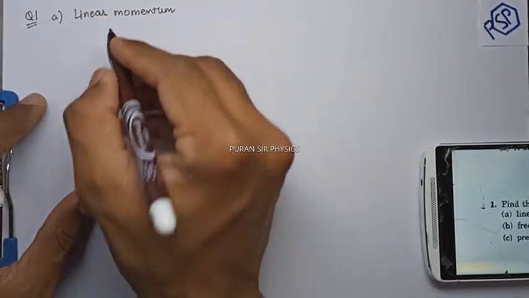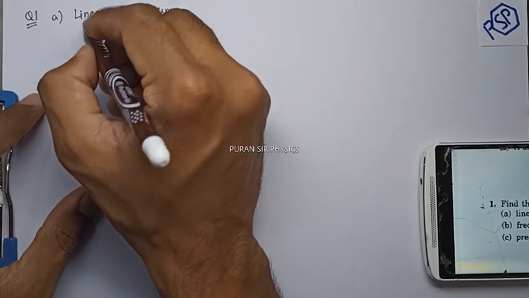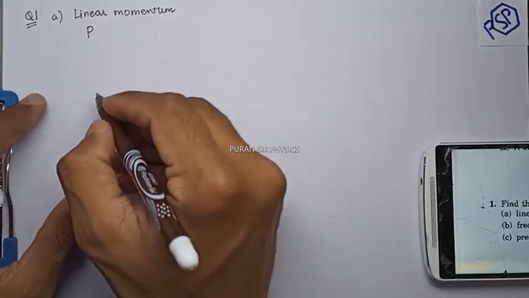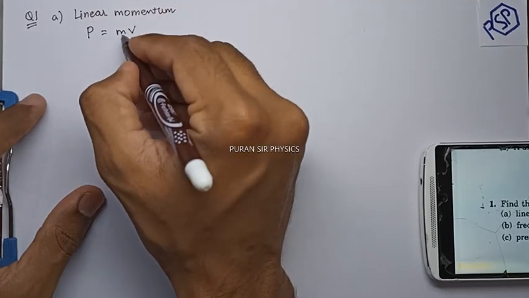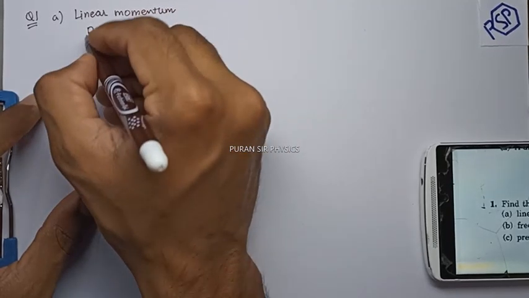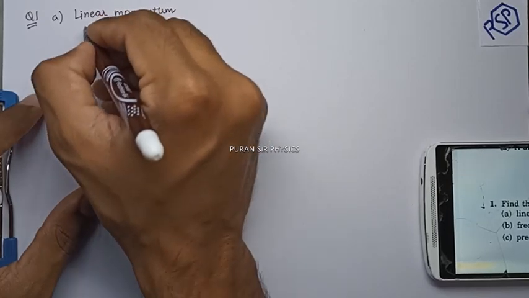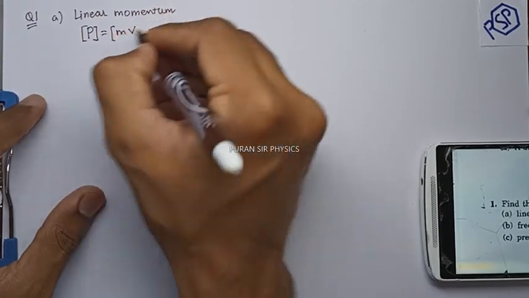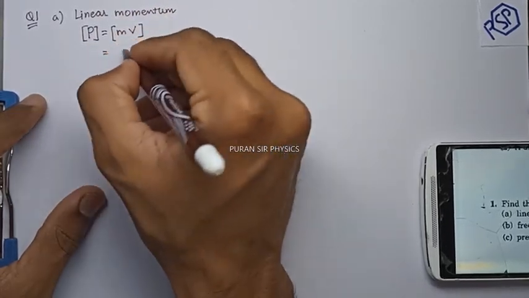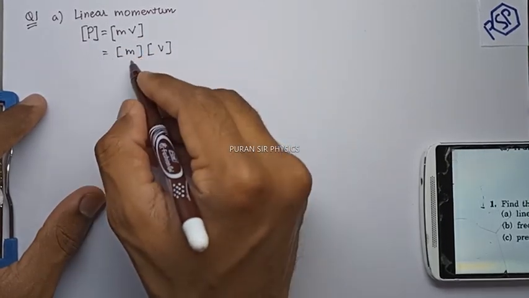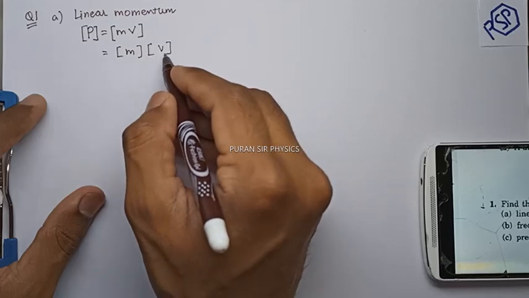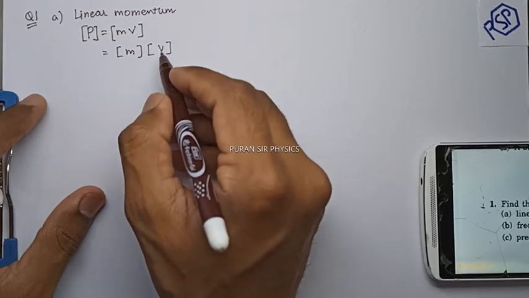First of all, let us look at the formula for linear momentum. Linear momentum is denoted by the letter P and it is equal to m into v, where m is the mass and v is the velocity. So we can say the dimension of linear momentum will be equal to this. We can write it as the dimension of mass into the dimension of velocity.